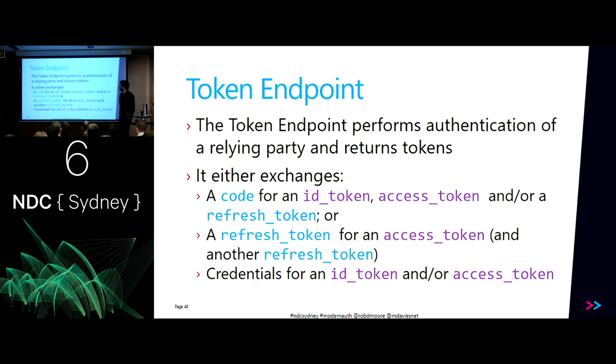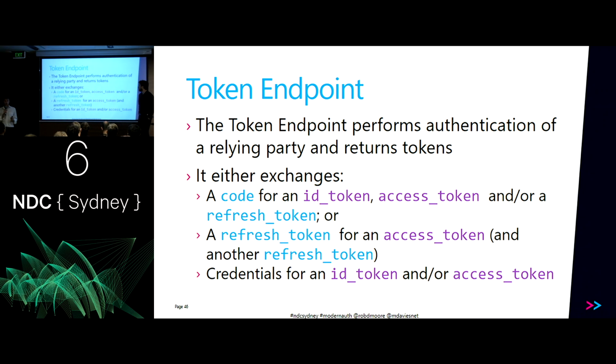So the next endpoint to talk about is the token endpoint. This is an OAuth 2 compatible endpoint. Unlike the authorization endpoint, where real users hit it and it has a UI, this is just for server-to-server communications. So it's basically just an API endpoint. What this will do is perform authentication of a relying party. The relying party, when it hits this endpoint, always has to authenticate itself. And then it will return some tokens.